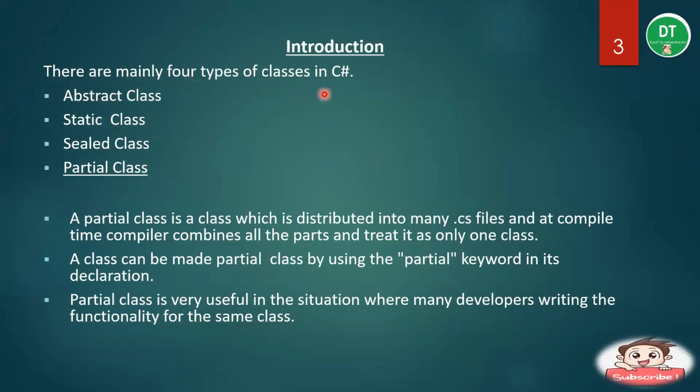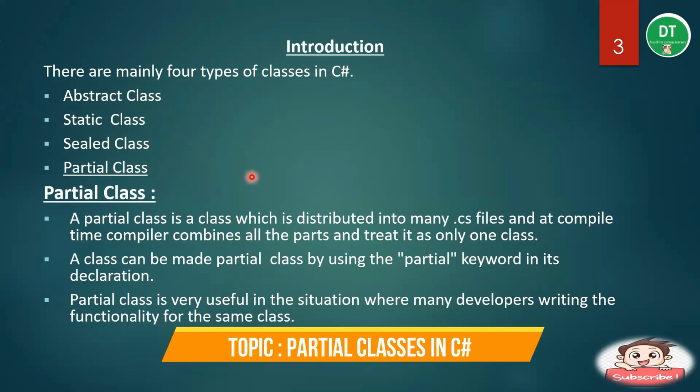There are mainly four types of classes in C Sharp: abstract class, static class, sealed class, and partial class. Out of these, I have covered abstract class, static class, and sealed class in my previous videos. If you have not gone through that, you can see my previous videos related to these classes. Today in this video, I'm going to discuss partial class.